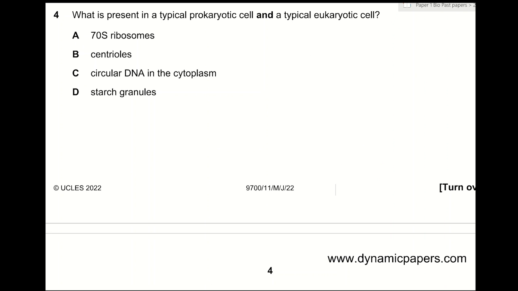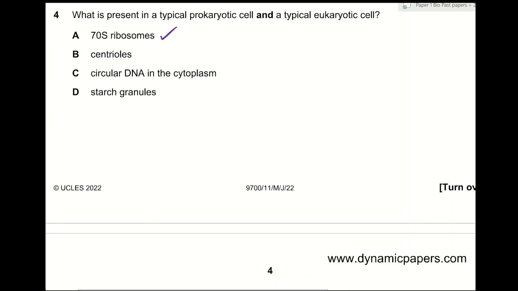Question number 4. What is present in a typical prokaryotic cell and a typical eukaryotic cell? Now, 70S ribosomes. This is correct because prokaryotic cells have 70S ribosomes in the cytoplasm and eukaryotic cells have them inside mitochondria and chloroplasts.